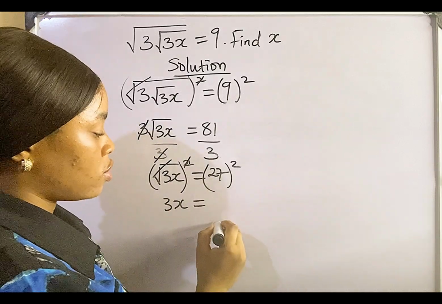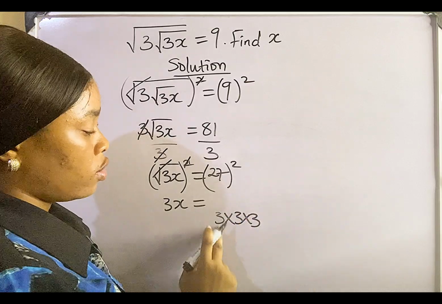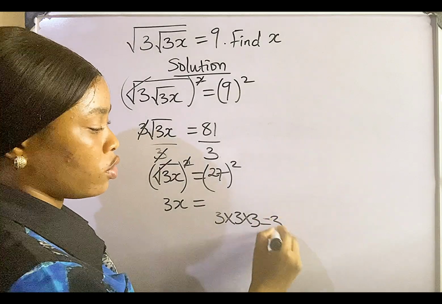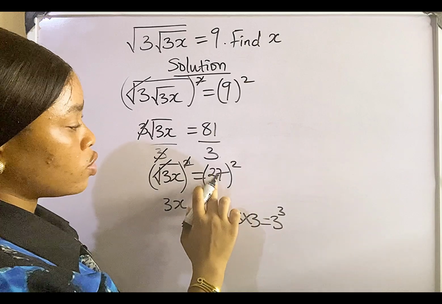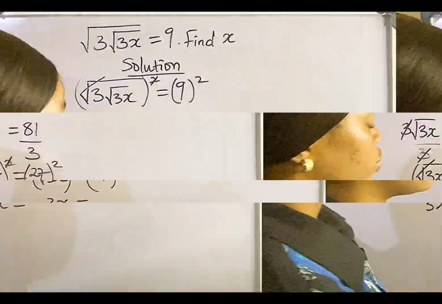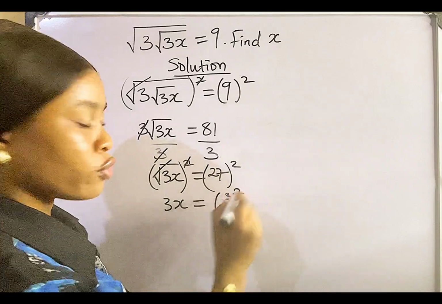27 can be written as 3 times 3 times 3, that's 3 times 3 is 9, 9 times 3 is 27, which is 3 raised to the power of 3 in index form. So we're going to be replacing 27 with 3 raised to the power of 3. This gives us 3 raised to the power of 3 all raised to the power of 2.